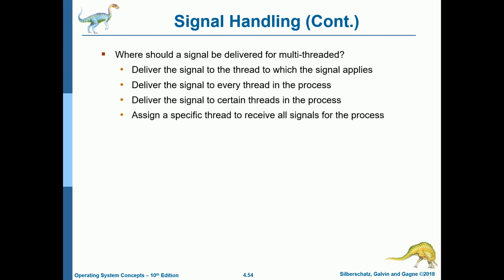So, where should a signal be delivered for multi-threads? Well, there are a couple of options we could take. First, we can deliver the signal to the thread to which the signal applies. Second, we deliver the signal to every thread in the process. Third, we deliver the signal to certain threads in the process. Or finally, we assign a specific thread to receive all signals for the process. The method for delivering a signal depends on the type of signal generated. For example, a synchronous signal needs to be delivered to the thread causing the signal and not to the other threads in the process. However, the situation with asynchronous signals is not quite as clear.